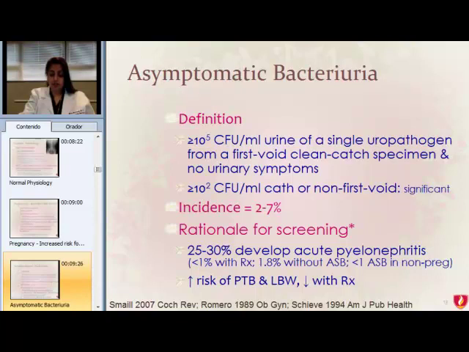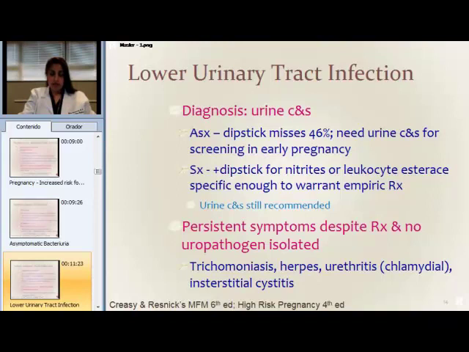There are two papers suggesting cost-benefit analysis based purely on decision analyses, suggesting a significant benefit to screening. However, there are no prospective randomized trials in this respect. In a Cochrane review by Small in 2007, there was a 75% reduction in the incidence of pyelonephritis when asymptomatic bacteria was treated, and there was a decrease in low birth weight with treatment. There is a prospective randomized trial planned in the Netherlands, and the protocol of this has been published in the British Journal this year.